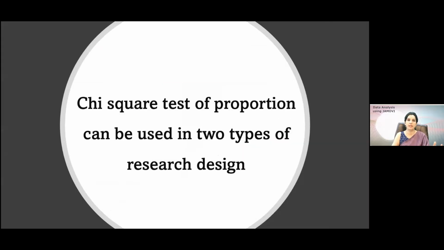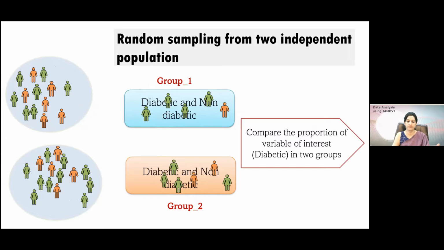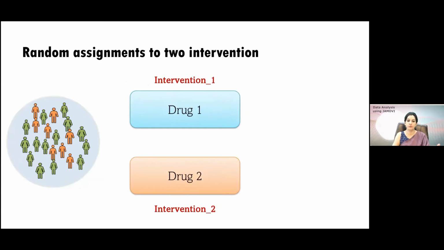So it can be used in two types of research design. The first type of research design is where you have two populations, group 1 and group 2, and you have measured a binomial proportion: diabetic, non-diabetic. Group 2 also diabetic, non-diabetic. And if you want to compare the proportion of this variable, that is the diabetic, in the two groups, then you can apply the Z-test of two proportion.